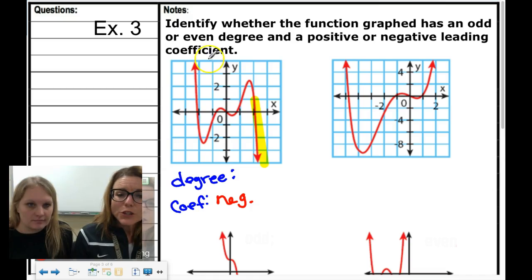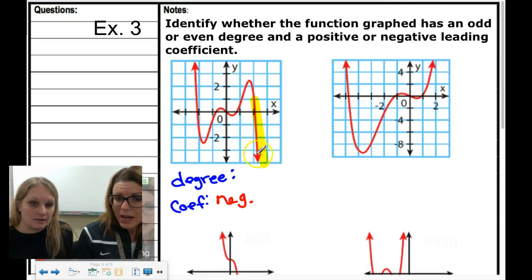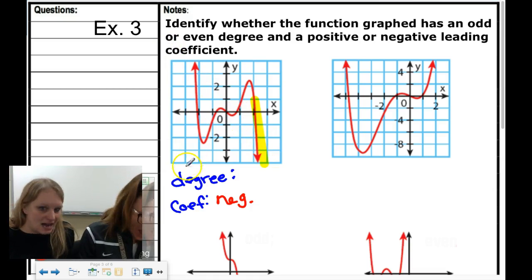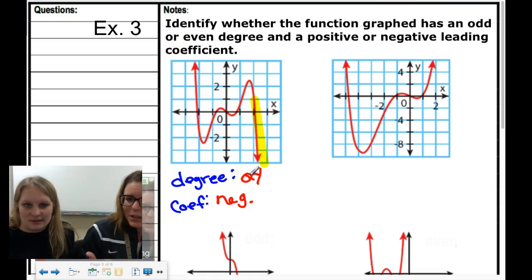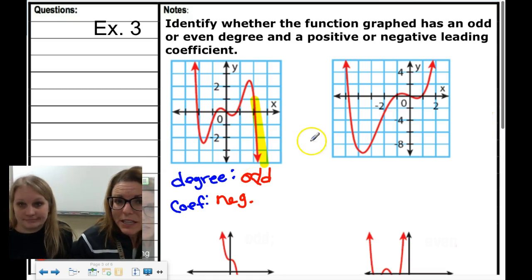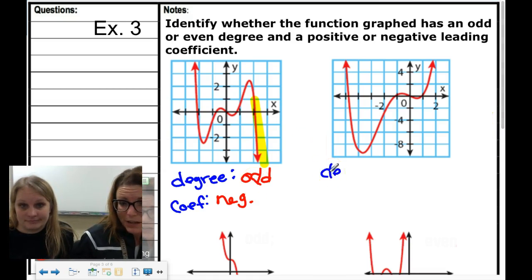And the degree is based on how the arrows are. Right now they're opposite, which means odd. And that's all we write. Remember? We're making this so easy for them. That's it. The two things they need are: is it odd or even, and is it positive or negative?